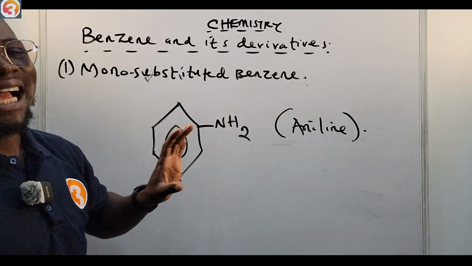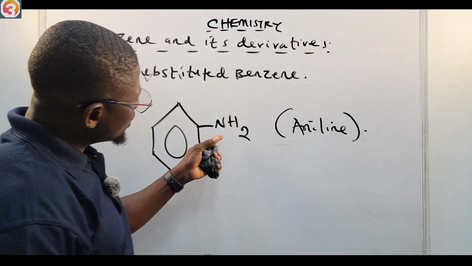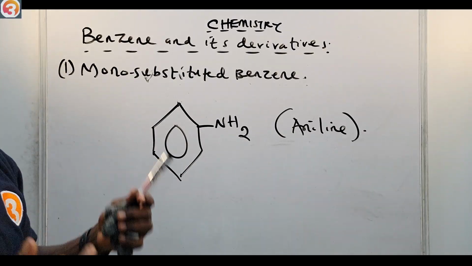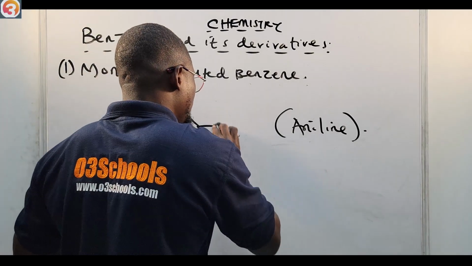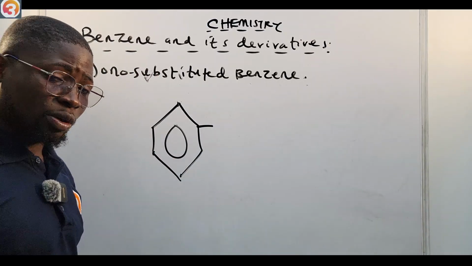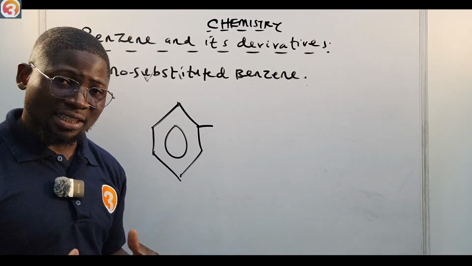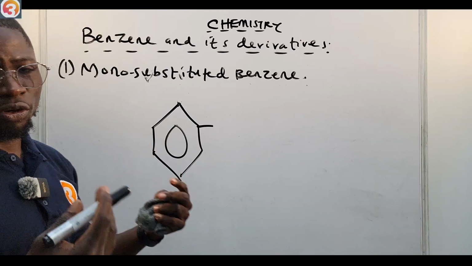We call it what? Aniline. I hope it's getting very clearer. So what about if it's not an NH2 group? Let's say it's a carboxylic acid group. For example, if you followed us when we talked about homologous series, this becomes very easy for you. So you must know all your functional groups.